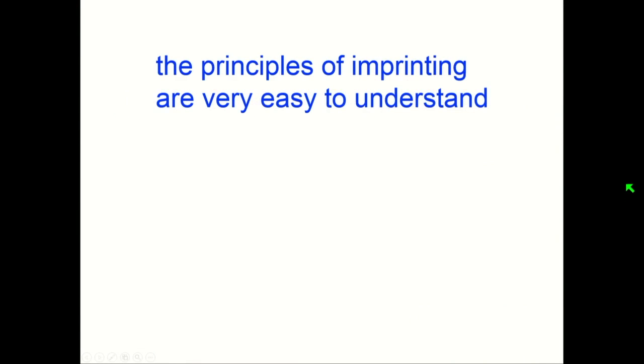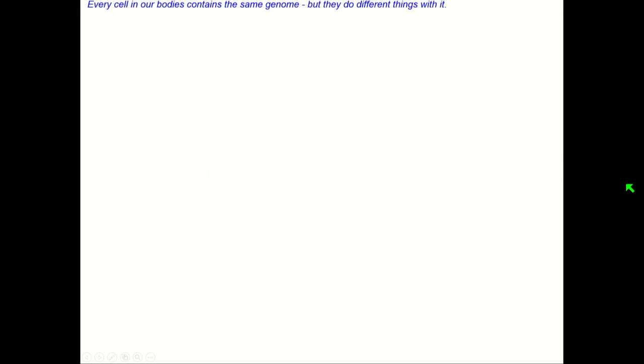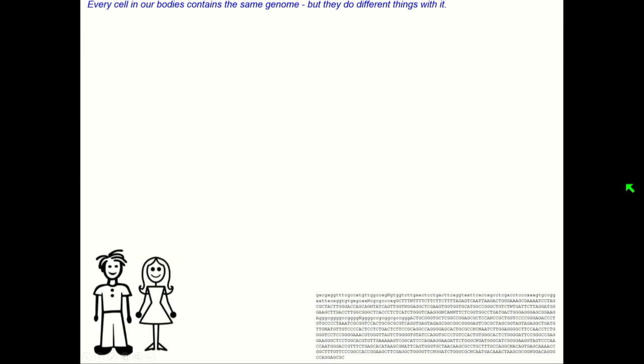So, to start off with, the principles of imprinting are very easy to understand, and I'm sure you all know this. Obviously I don't have to say this in a genetics session at the ESHG, but we are all genetic creatures. Basically every single cell in our bodies contains exactly the same DNA, but obviously they're not all doing the same things with it. So every cell contains DNA sequence.